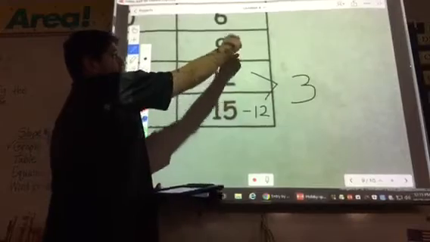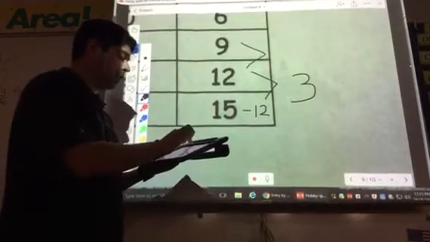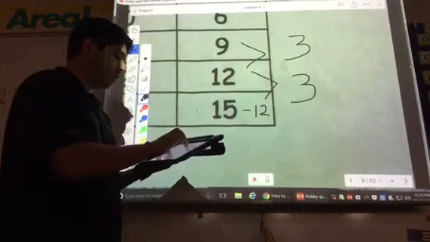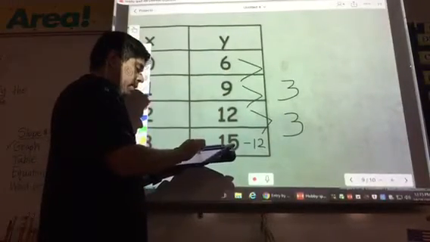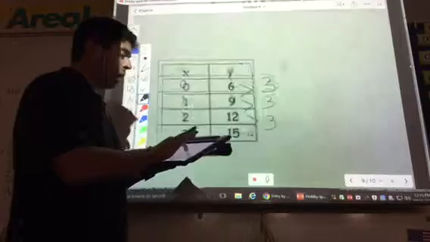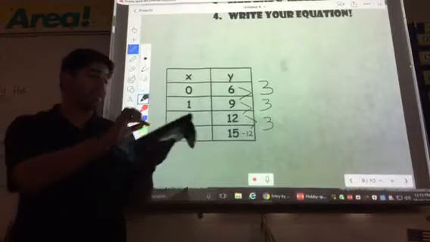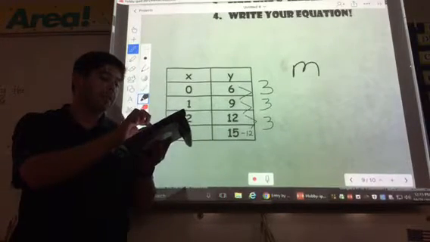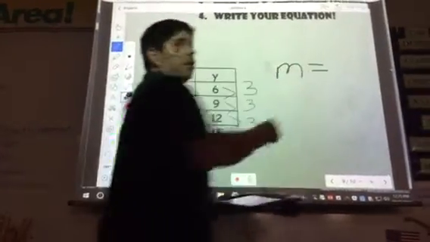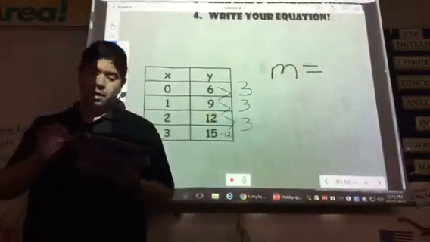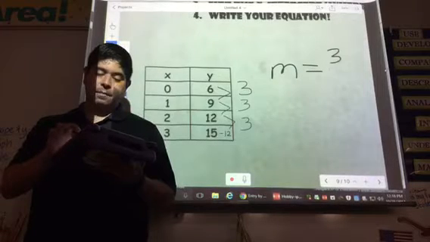Now, 12 minus 9 is 3. So you see what we're doing here. And then 9 minus 6? 3. So my change in y, which is the first step, if I'm looking for my slope, what I get here is going to be the numerator of my slope. So 3 goes on top.